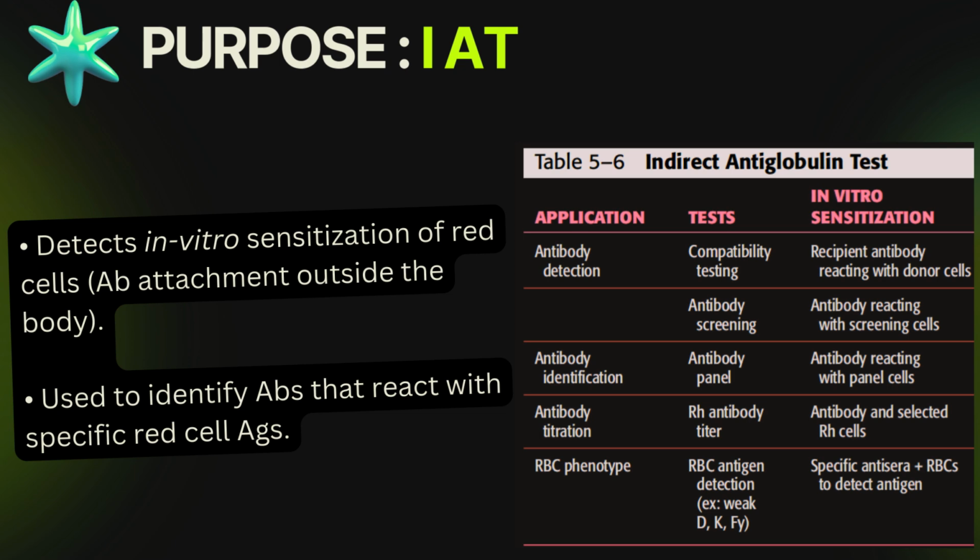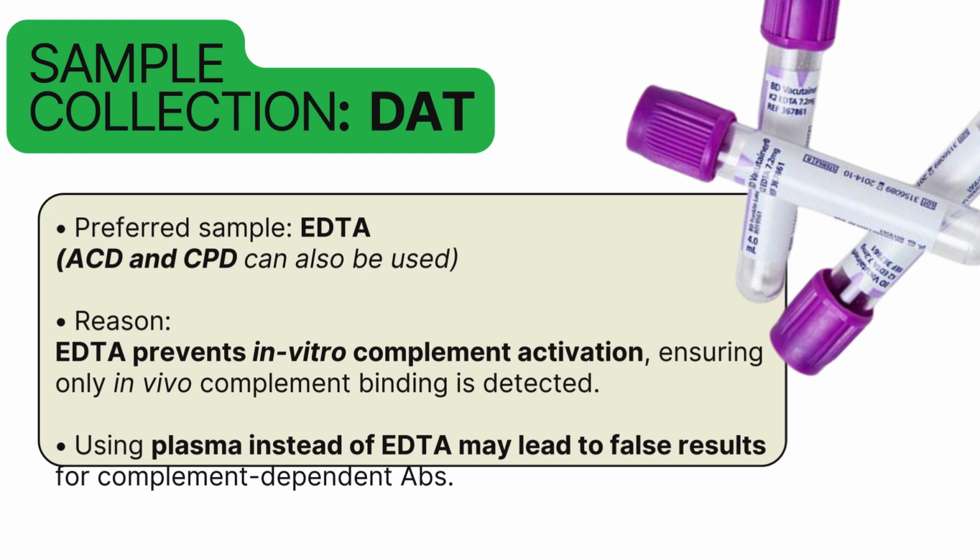So what's the sample here for your DAT? The preferred sample of choice is always EDTA. The reason? It prevents in vitro complement activation. Again, it prevents the complement system from activating outside the body, which helps ensure that the results reflect only what occurred in the patient's system.